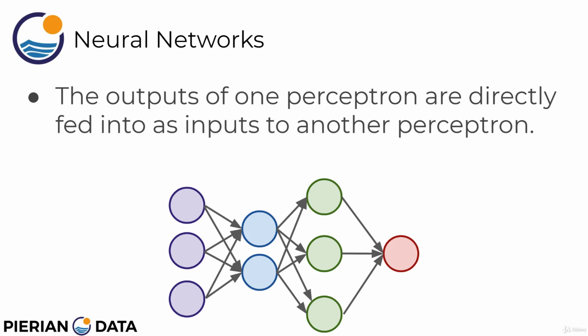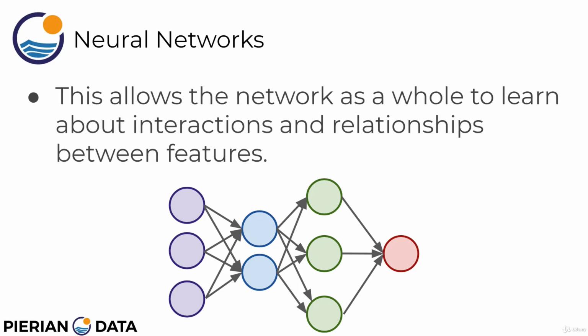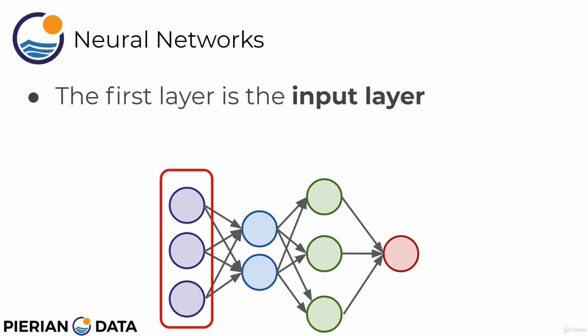And you'll notice I've begun to switch the word perceptron to neurons. It's up to you which one you prefer, but when we're discussing neural networks in general, we'll start to lay off the single perceptron terminology and use the more flexible neuron terminology. So from now on, you'll probably hear me say neuron a lot more than single perceptron. So basically, this allows the network as a whole to learn about interactions and relationships between features.